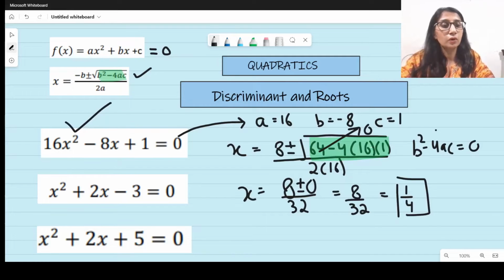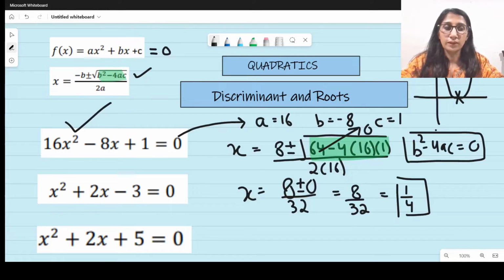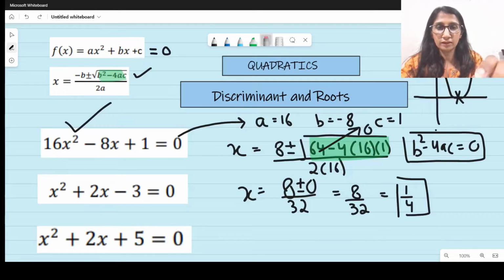Why is that? Because in this case, the discriminant is equal to 0. And graphically, this would mean that the curve would touch the x-axis at only one point. So when the discriminant is 0, there is only one solution to the quadratic equation. Okay, let's do the second example.